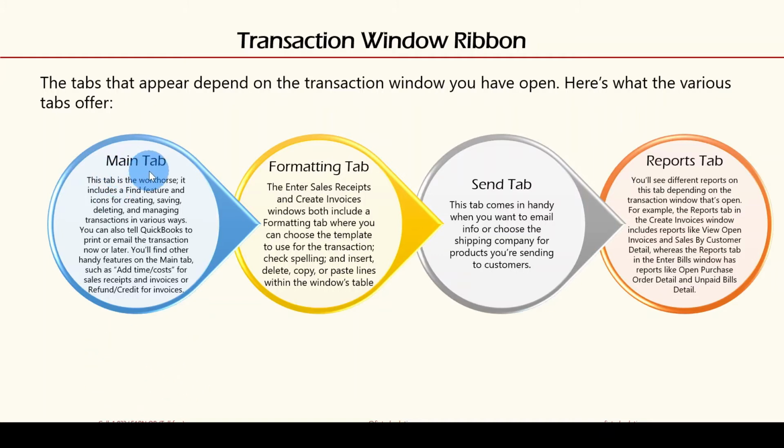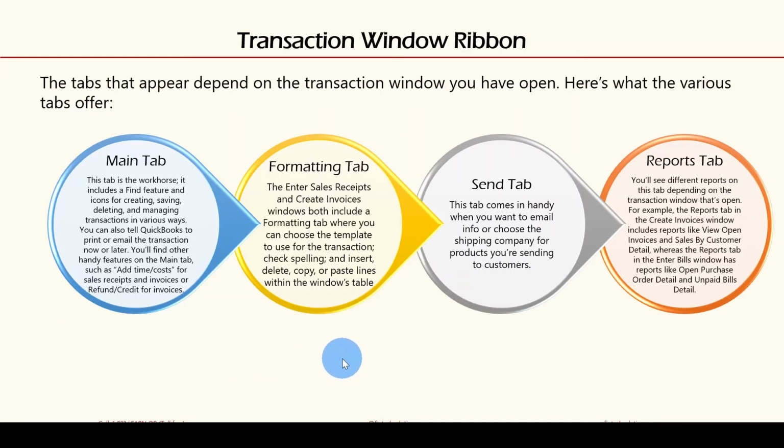First is the main tab. What is main tab? This tab is the workhorse. It includes a find feature and icons for creating, saving, deleting, and managing transactions in various ways. You can also tell QuickBooks to print or email the transaction now or later. You will find other handy features on the main tab, such as add time/costs for sales receipts and invoices, or refund/credit for invoices. So that's the main tab.